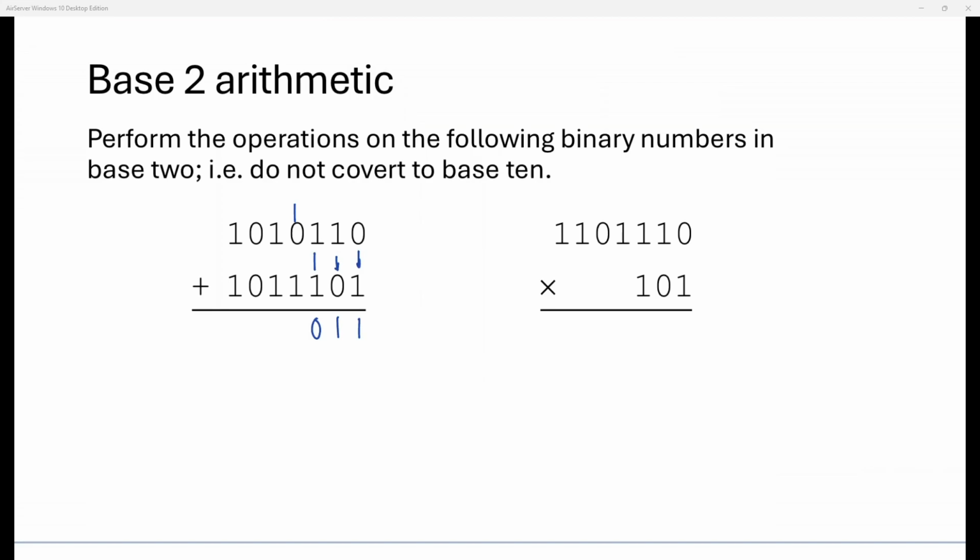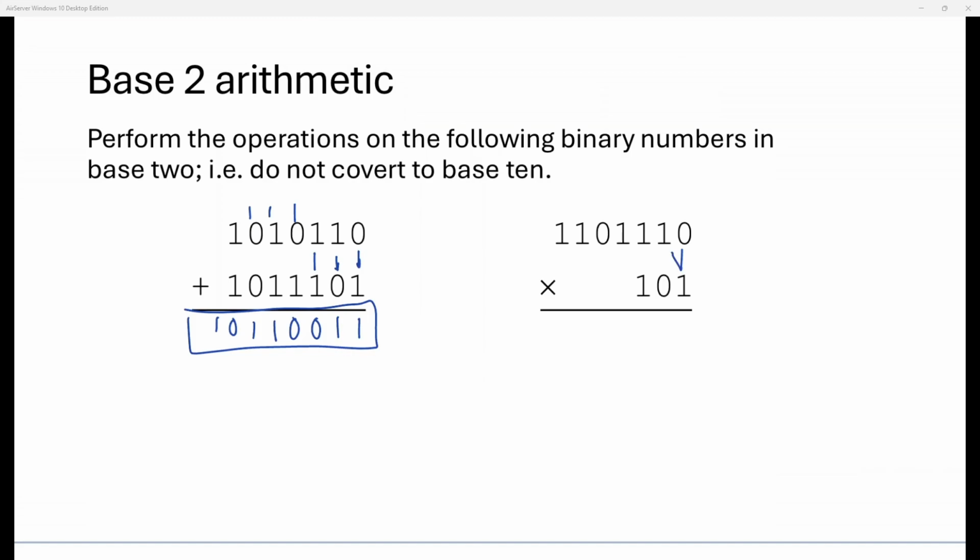We have a 1 and a 1. That's 2. So that's 0, carry the 1. 111 is 3. That's 1, carry the 1. And you can add very nicely with binary, and even multiplication works the same way.